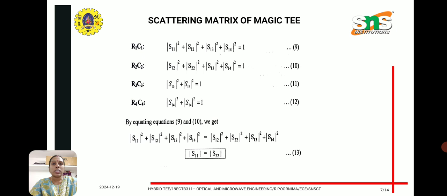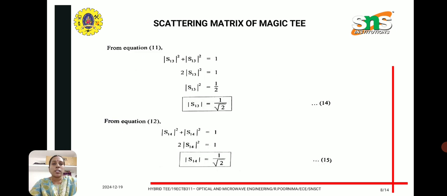By solving the four sets of equations, R1 C1, R2 C2, R3 C3, R4 C4, using the unitary property of the S matrix, we can solve for the S parameter values. By equating equations 9 and 10, we get S11 equal to S22, as all the three values cancel. Similarly, from equation 11 we solve for S13, which is equal to 1 by root 2, and from equation 12 we solve for S14, which is also equal to 1 by root 2.